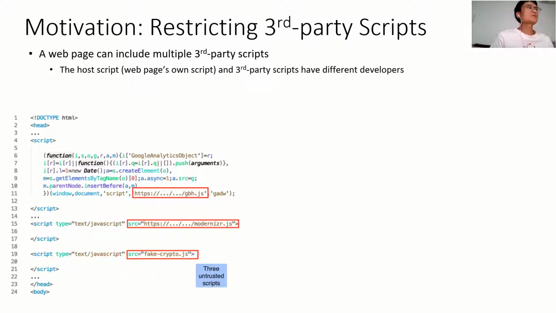Third-party scripts usually provide many ready-to-use functions for specialized utilities and web page feature enrichment, such as jQuery, CryptoJS, and many advertisement scripts. They are very attractive to web page developers, and hence a web page usually includes multiple third-party scripts, although they have different developers. This picture shows an example where the web page includes 3 third-party scripts using the HTML script tag.